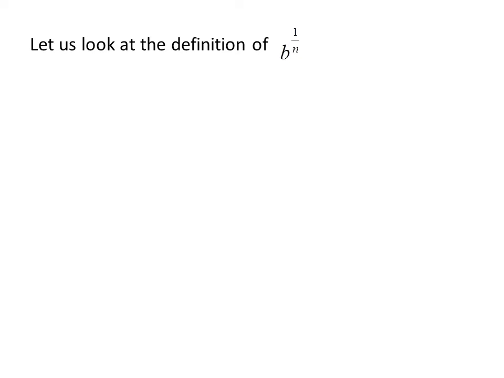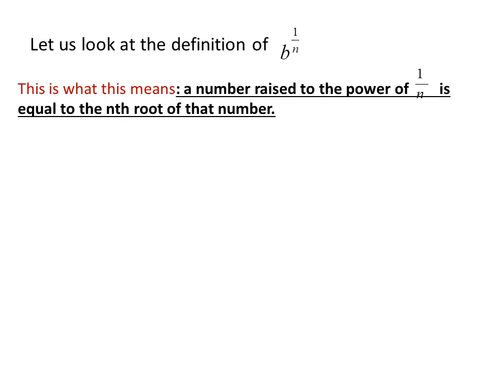Now let's look at the definition of 1 over n as the exponent of b. Okay? This is what it means. A number raised to a power of 1/n is equal to the nth root of that number. Now that may not make sense to you right now, but just be careful. Just watch. How does this look when we put them in numbers?